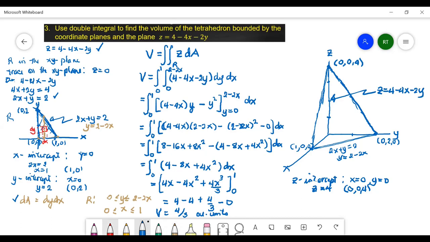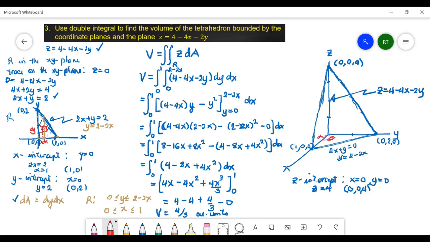Okay, now what should be the next step? We have to draw the element. So to draw the element, we draw first the differential of A, which can be either dy dx or dx dy. And in this case, we chose it to be vertically simple. So we have dy dx. To draw the element, we just draw lines parallel to the x-axis and parallel to the y-axis. So ito yung differential of A natin.